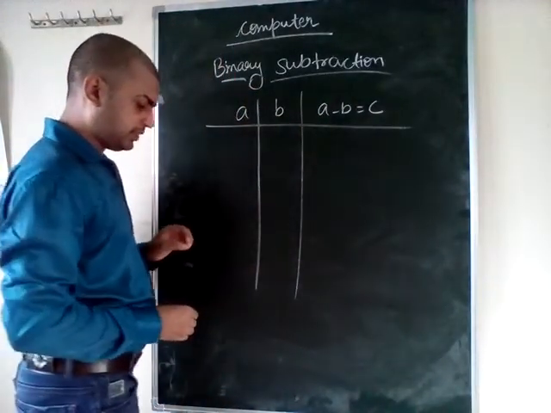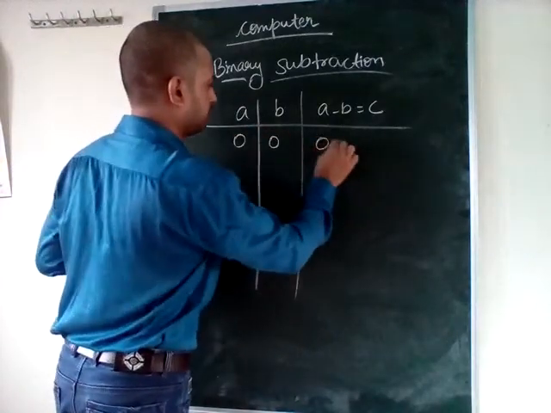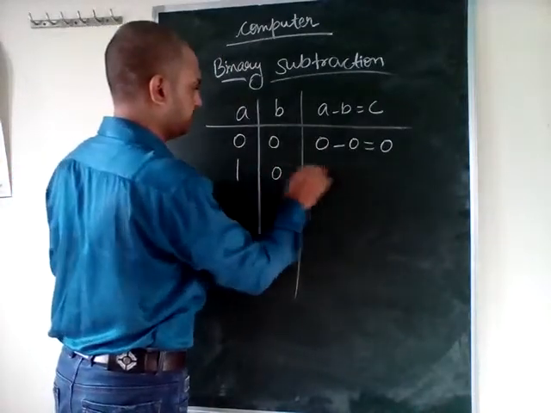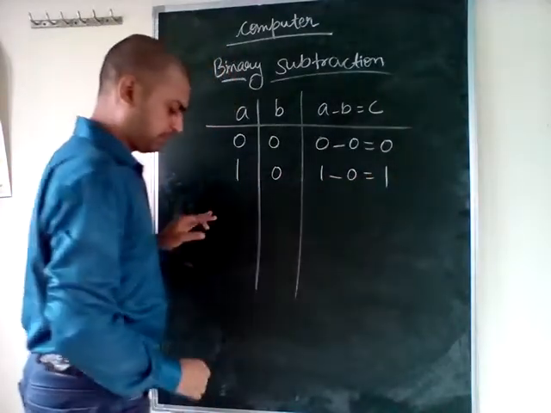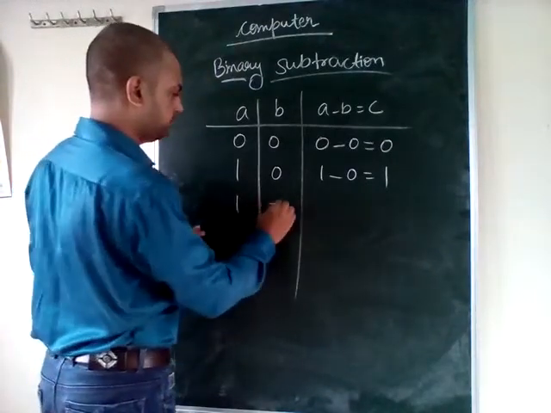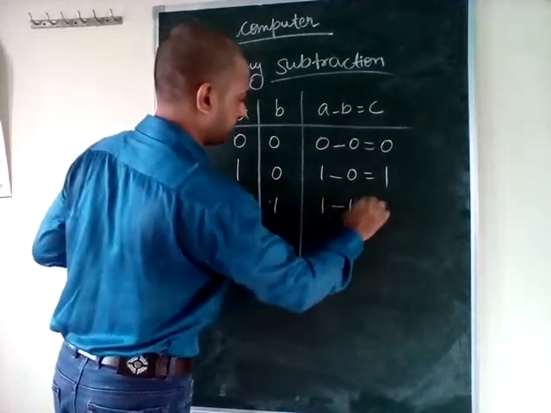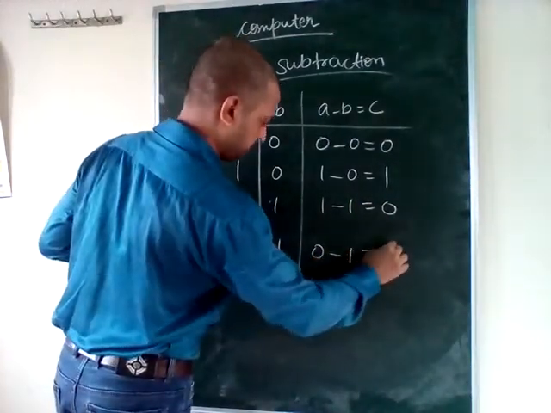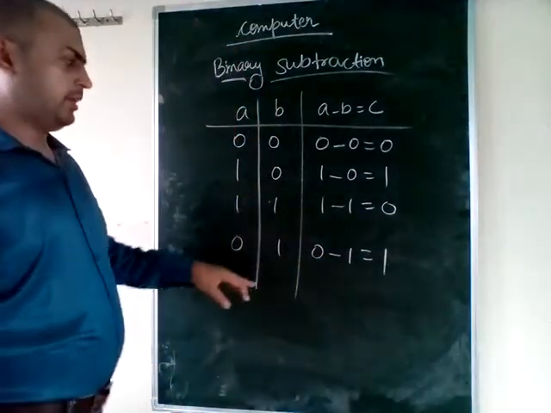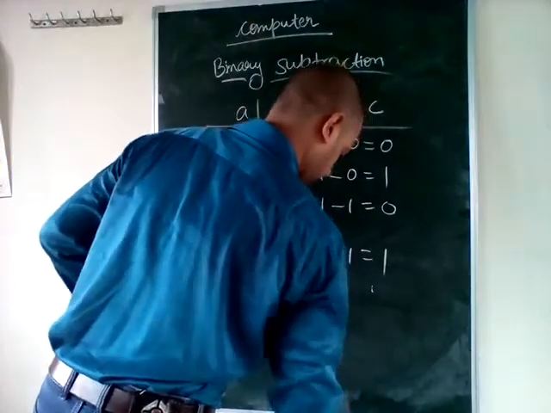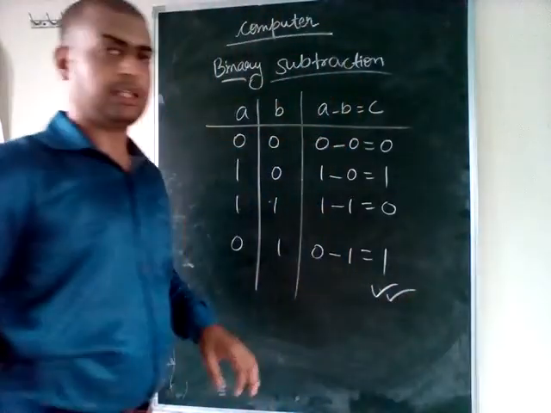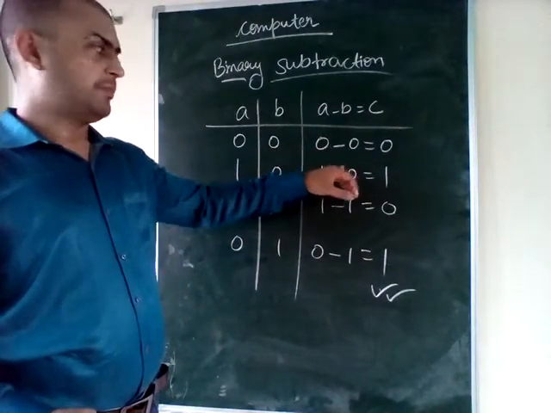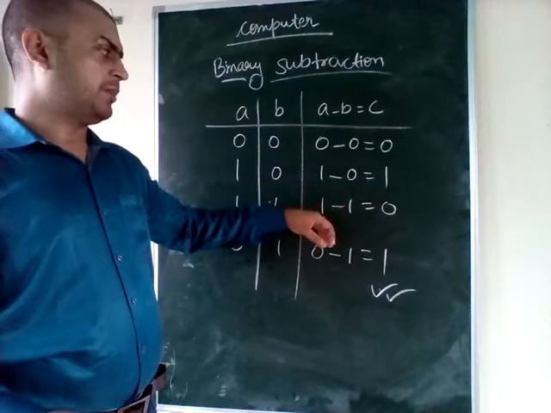Now in this, 0 and 0, 1 and 0, 1 minus 1, and 0, 1. This last one is the important concept. 0 minus 0, 0 will be there. 1 minus 0, 1 is there. 1 minus 1, 0 is there.